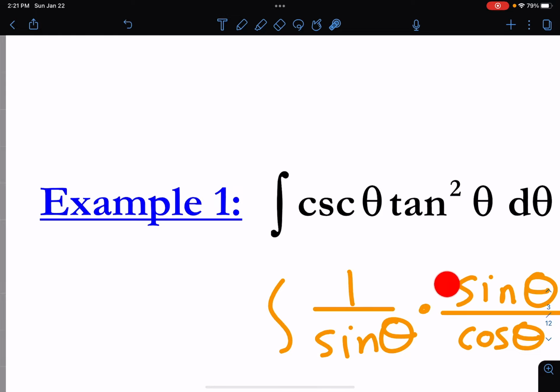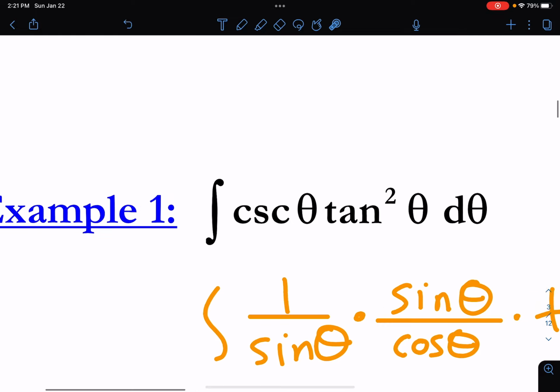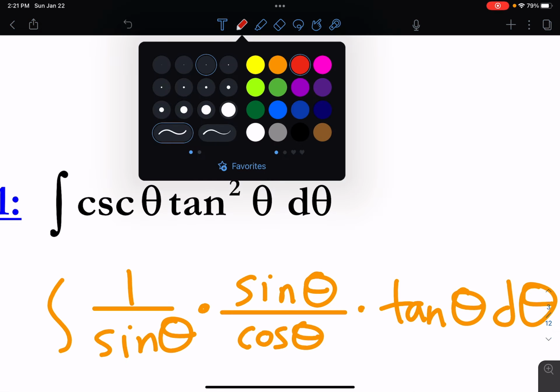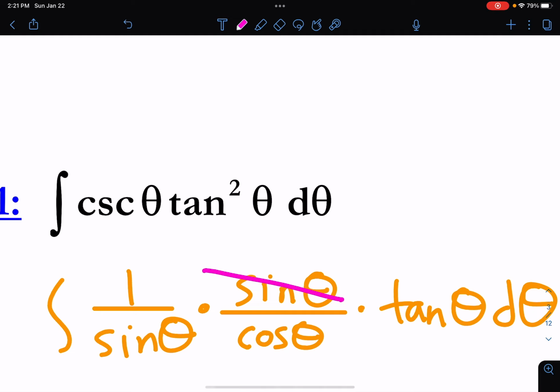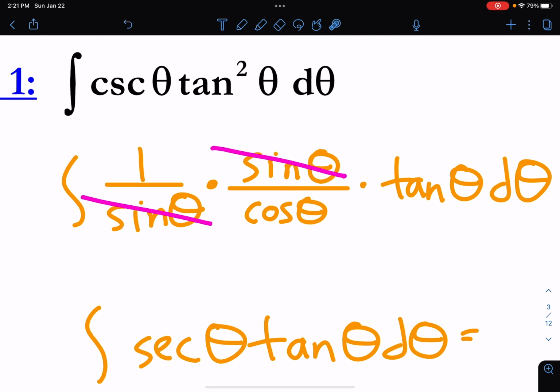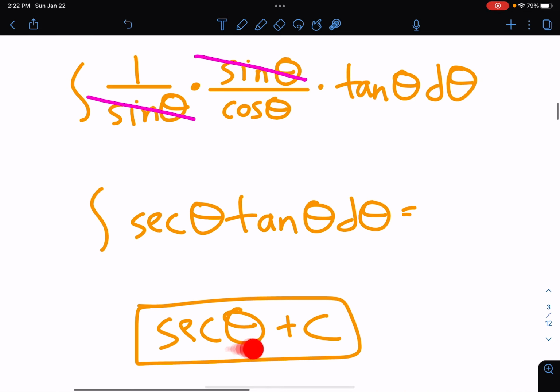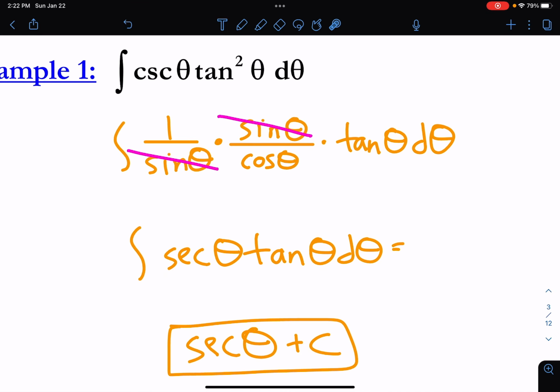I'll write one of them as sine of theta over cosine theta, and the other one I'll just leave as tangent of theta. And now I can go ahead and cancel out one pair of those sines on top and bottom. And now I have 1 over cosine, which I know is secant, tangent, and now alarm bells should be going off because this is a derivative you should know. This is the derivative of secant. And so my final answer is just secant of theta plus c.